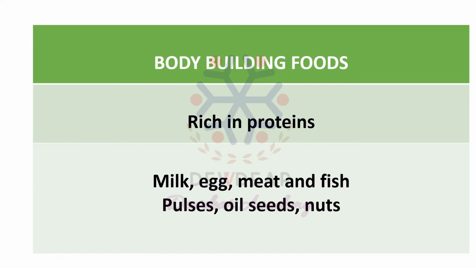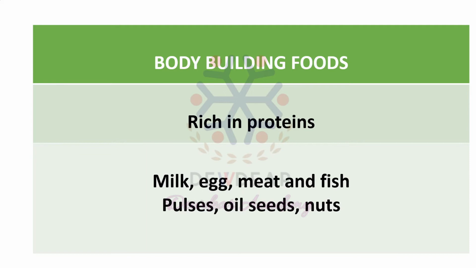These include the food rich in proteins. Example, milk, egg, meat and fish, pulses, oil seeds, nuts. These are all protein rich food items and they are known as the body building food. So body building foods include all the food that is rich in proteins.